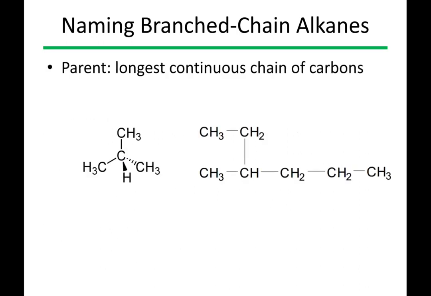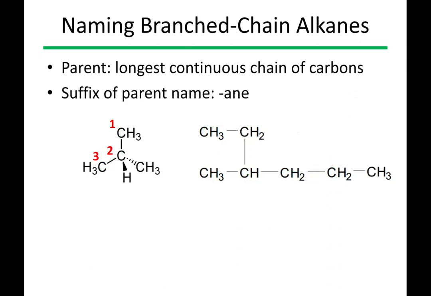So let's look at the parent chain in these compounds. So here we can see the longest chain of carbons is going to be 1, 2, 3. Even if we go the other direction, it's still just 3 carbons. For this compound here, if we go this direction, we have 1, 2, 3, 4, 5, 6. And if we go this direction, we have 1, 2, 3, 4, 5. So our longest chain in this case is going to be the one with 6 carbons.